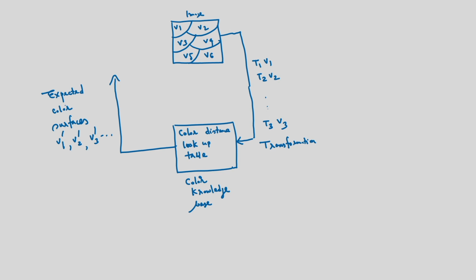So I know the actual surface color. That means I have to do some transformation to get the actual surface color. T1, T2, T3 are the transformations. By using this transformation, I can get the actual color. V1 is not the actual color because of the light source. So I do the transformation T1 V1, and corresponding to this transformation, I get the actual surface color. After applying these transformations, I make a lookup table. That is nothing but the color knowledge base, and based on this, I can do some predictions. So I can determine what the expected color surfaces will be.